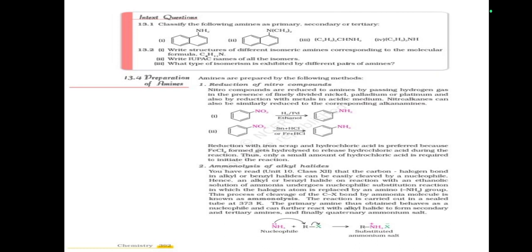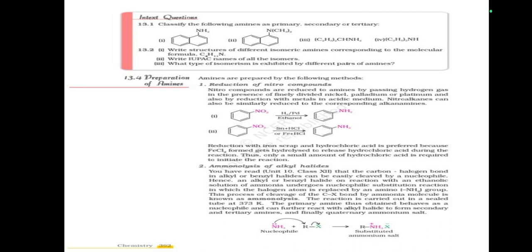Second, ammonolysis of alkyl halides. You have read in Unit 10, Class 11 and 12, that the carbon-halogen bond in alkyl and benzyl halides can be easily cleaved by a nucleophile. Hence an alkyl or benzyl halide, on reaction with an ethanolic solution of ammonia, undergoes a nucleophilic substitution reaction in which the halogen atom is replaced by an amino group.